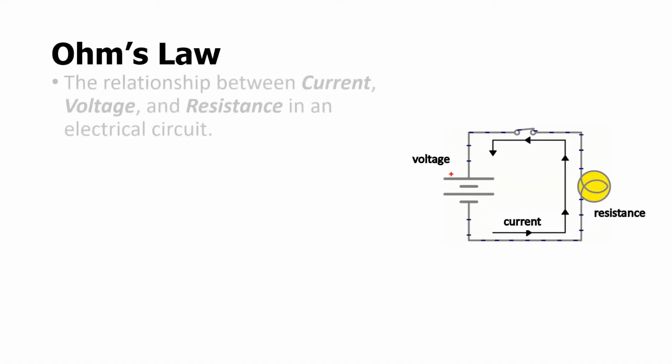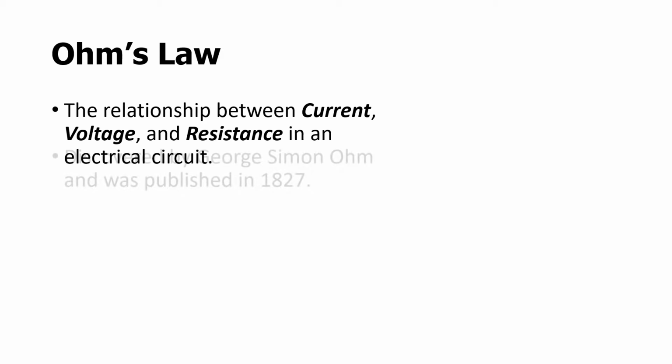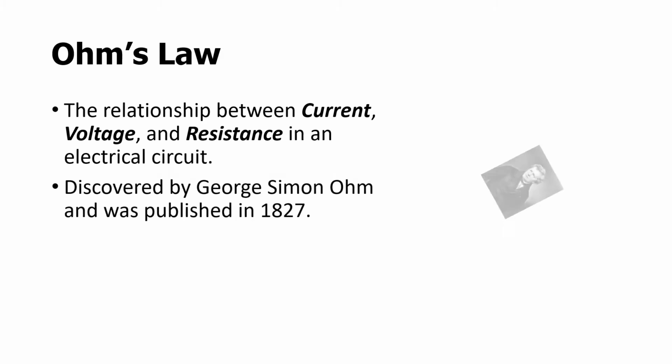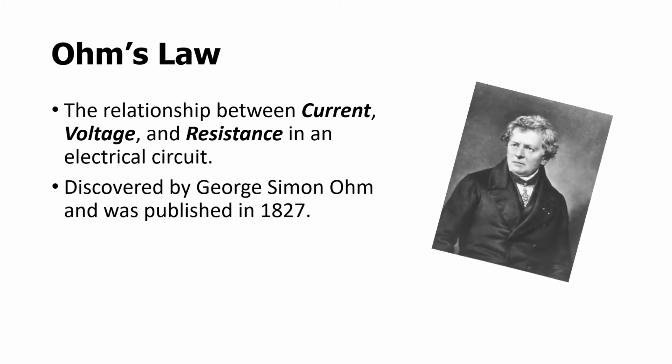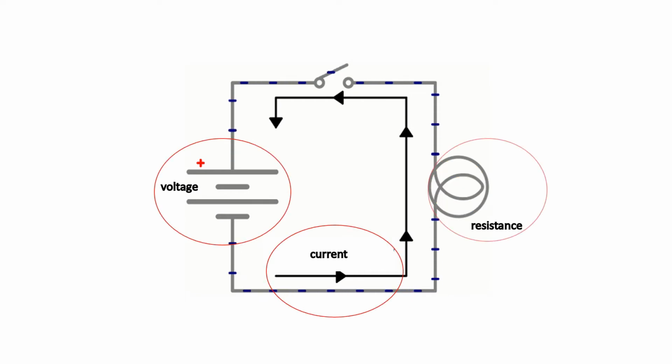Ohm's law is the relationship between current, voltage, and resistance in an electrical circuit. It was discovered by George Simon Ohm and was published in 1827. Ohm's law mainly involves current, voltage, and resistance in an electrical circuit. So let us define what is current, voltage, and resistance.